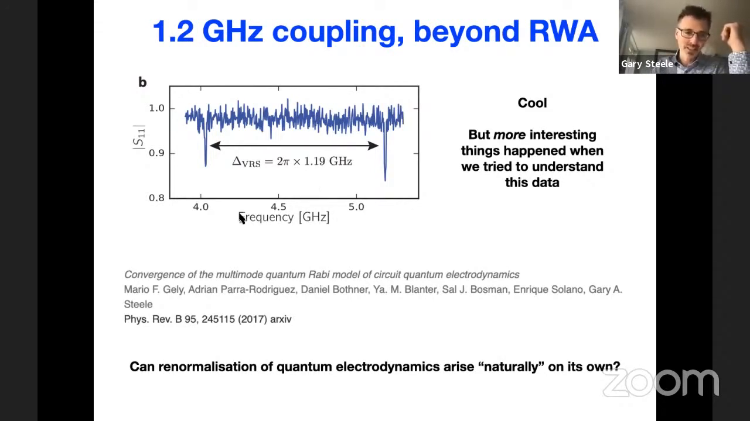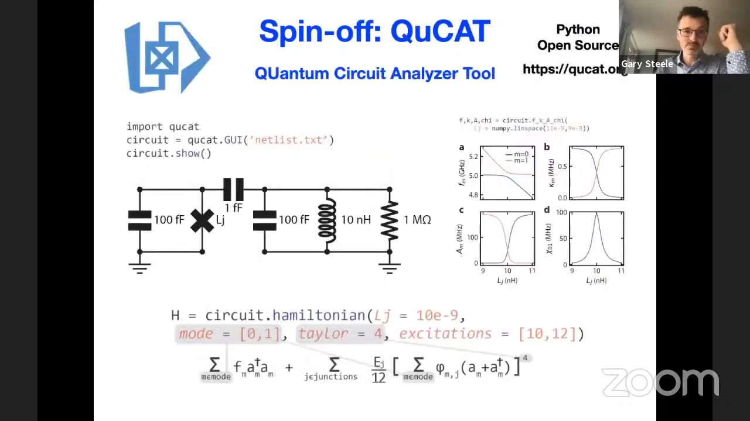And then in particular, my student Mario and my postdoc Daniel came up with a very interesting solution. That solution, motivated by experiments, I believe has a much broader application than just understanding our data. I think this is an example, at least, of where we've shown that renormalization, a broader problem of quantum electrodynamics, can actually arise naturally on its own if you do the circuit analysis properly. And we're still interested in seeing how that maps to other systems.